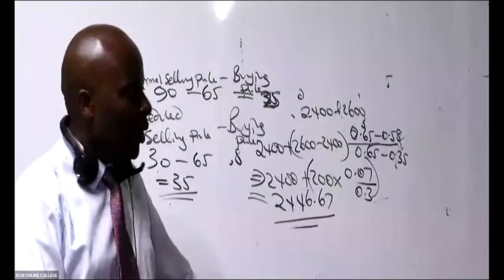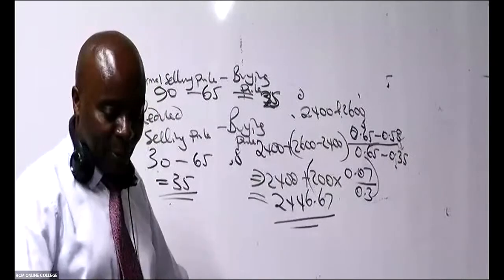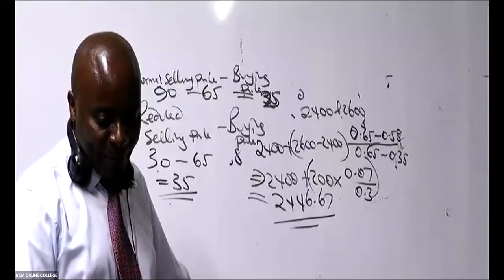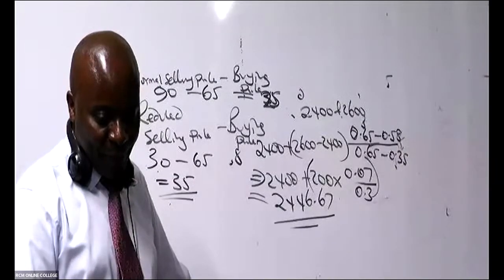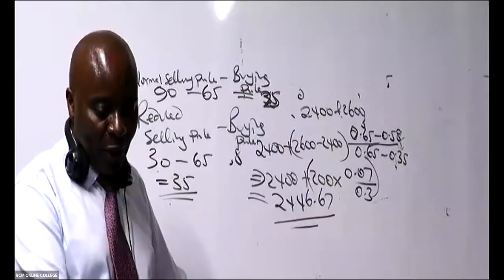Yes, discrete would have been 2400, the lower one, to avoid disappointments. No, if it's discrete, you give the lower one.